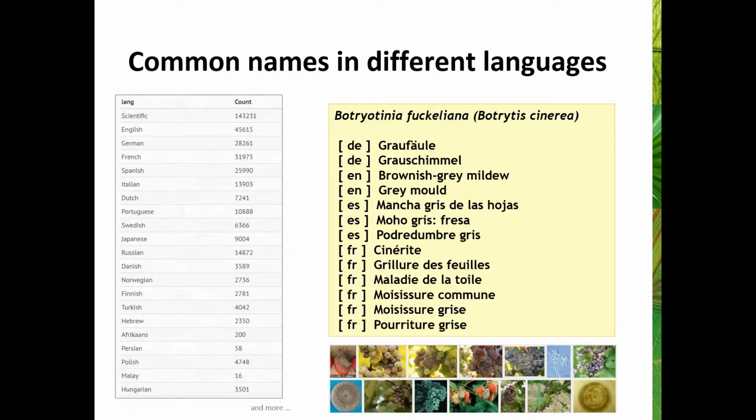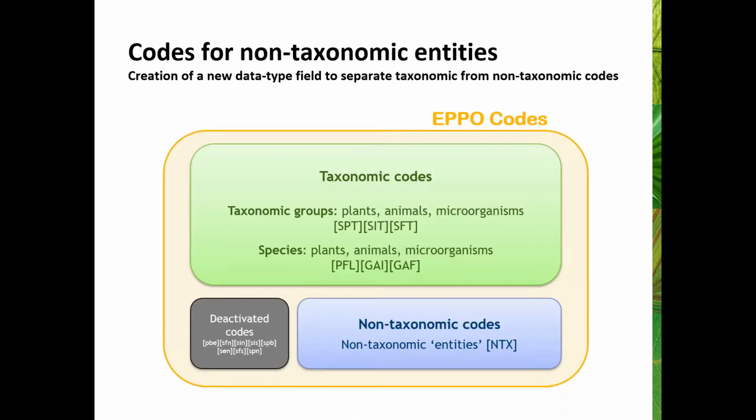Concerning common names, we try to, as much as possible, add common names in different languages. So the majority is, of course, in English, but you can see on this slide that we also cover many other languages, more than 80. So we do our best there. We try to make progress on that.